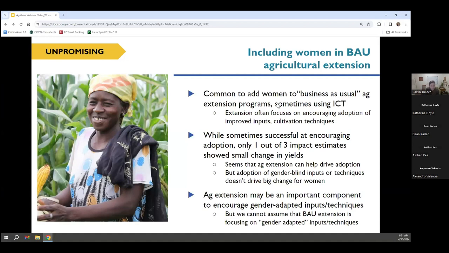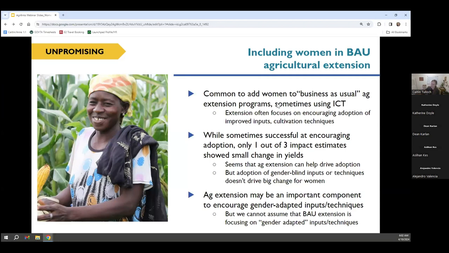One important caveat or point here is that this is not saying that training per se is not a good thing to do. And you'll notice one of my promising buys up above, this intra-household training on gendered responsibilities and decision-making. That's absolutely a training intervention. This may be a really important component of other things. But I think the evidence suggests that we can't necessarily believe, as a matter of fact, that business as usual extension is going to be focusing on sufficiently gender-adapted inputs and techniques.